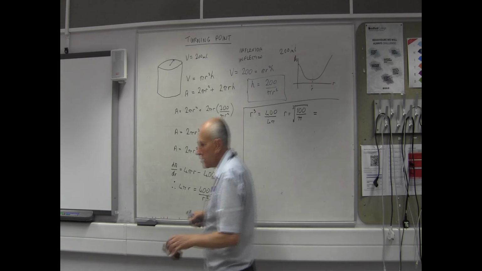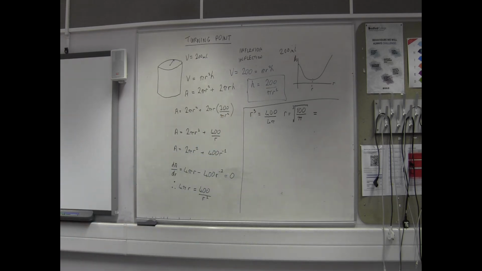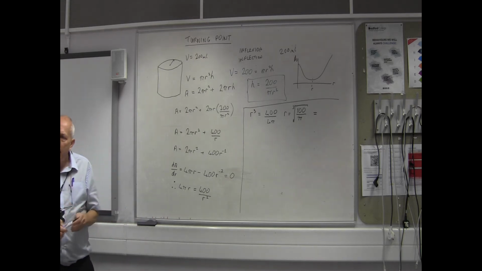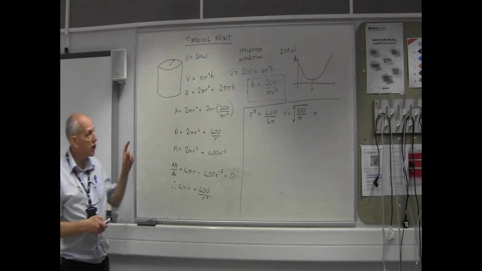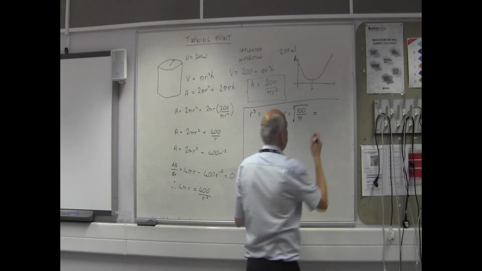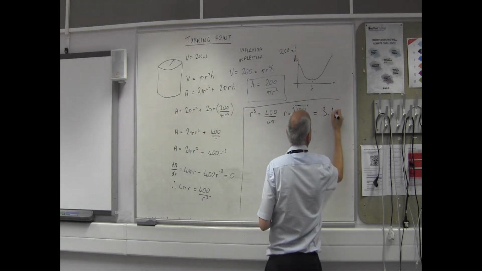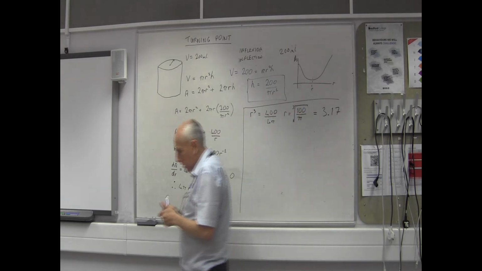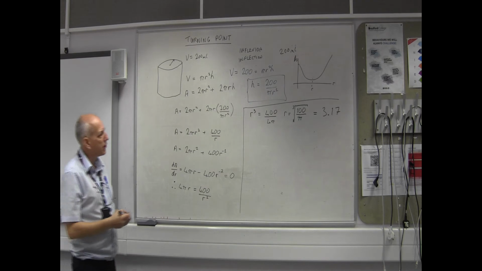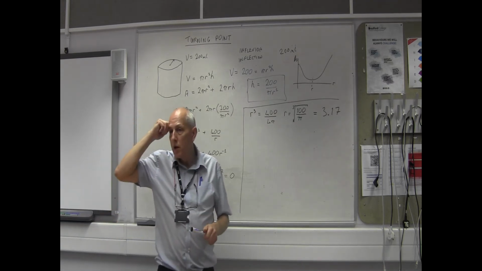Somebody want to tell me? Did you get the same as me? Is that the answer? Yeah, it's actually going to tell us the optimum radius. Simple as that. 3.17. That's rounded. I got 3.169, but near enough. We'll leave it like that, that's fine.